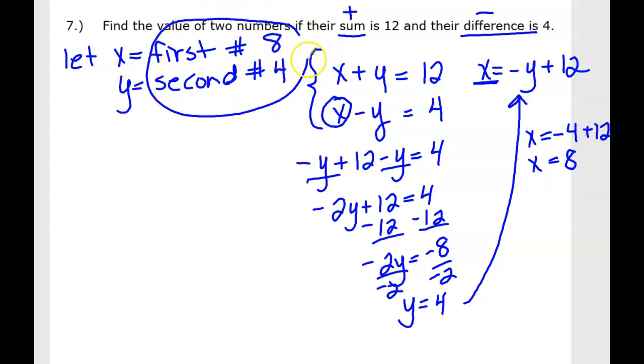So always make sure you answer the question. When you have word problems, you're not going to have an ordered pair as your solution, but you have to identify the 2 numbers. And if you think about it, if you take 8 and 4, add them together, you get 12, and if you subtract them, you get 4.